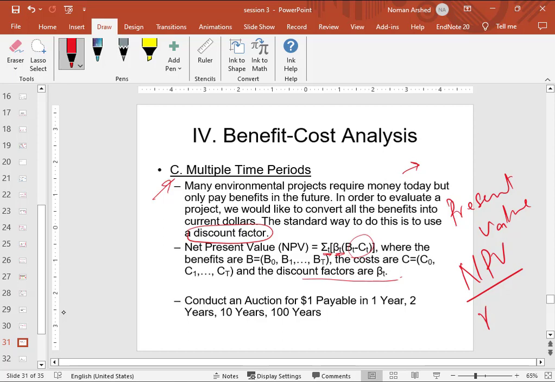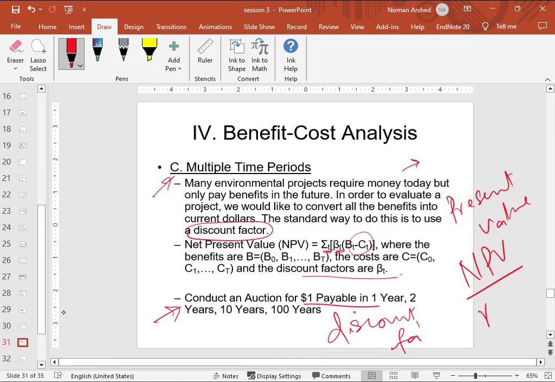He gives an example: suppose you will be getting $1 in year one, payable in 1 year, 2 years, or 10 years. It is about how much you would demand for that $1. When you ask this question, the answer will tell us what your discount factor is.